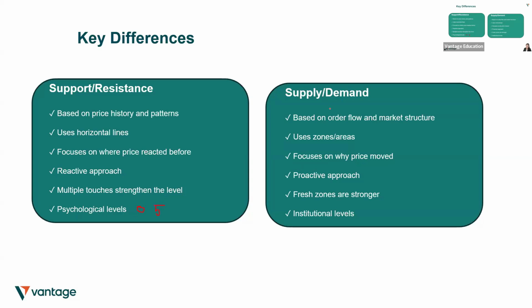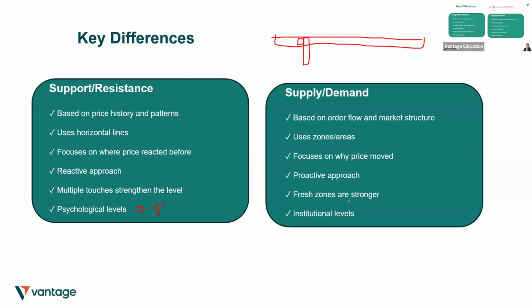For supply and demand zones, basically they are based on order flow or market structure. You can look for the body engulfing, like closing with an engulfing candle. Use zones and areas, focused on where price moves. So let's say the supply zone is here, the short candle, that would be an impulsive move, something like that. So this is how you identify your supply zone. And it is a proactive approach as well.